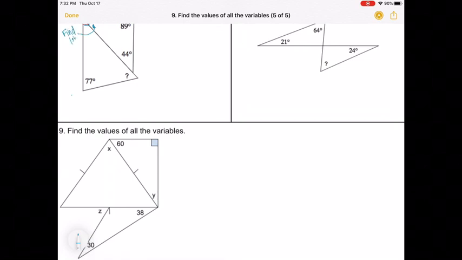Okay, so we can do that because I have this 89, 44. Well, I can get the other because it needs to equal 180. So 89 plus 44 plus x equals 180. So that's 133 with those two together. And then if I subtract, x would equal 47. Okay, so that angle there is 47.